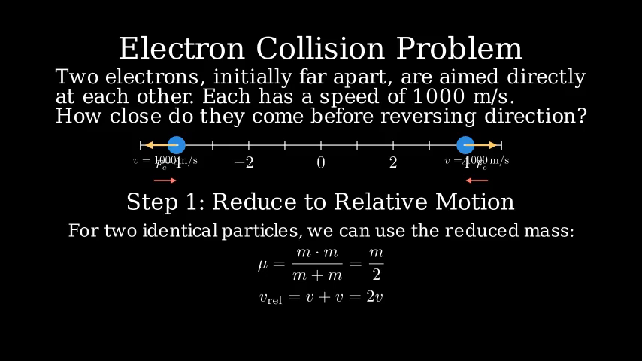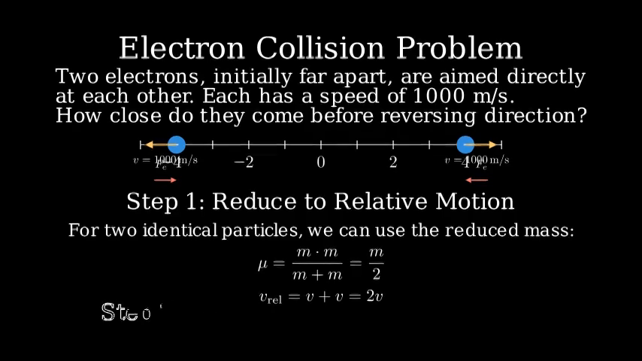Step 2. Let's calculate the initial kinetic energy in the relative coordinate. The kinetic energy is 1/2 times the reduced mass times the square of the relative velocity. So that's 1/2 times m over 2 times the square of 2v. Simplifying, we get 1/2 times m over 2 times 4v squared, which equals m times v squared.